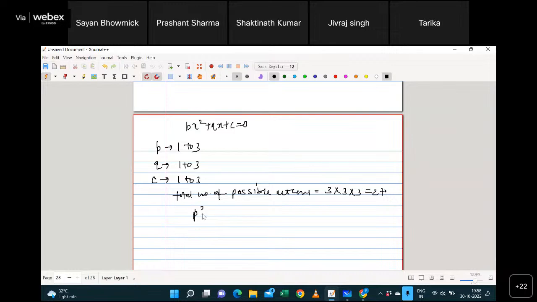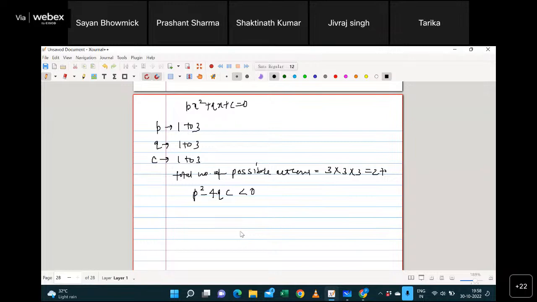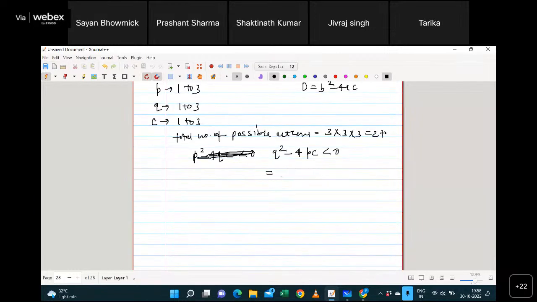That means the value of p square minus 4qc should be less than 0. Oh, q square, sorry, q square minus 4pc should be less than 0, because you have the equation ax square plus bx plus c. The value of D is b square minus 4ac, so in the place of b we have q. So this should be less than 0. So can I say 1 minus the probability of q square minus 4ac greater or equal to 0?